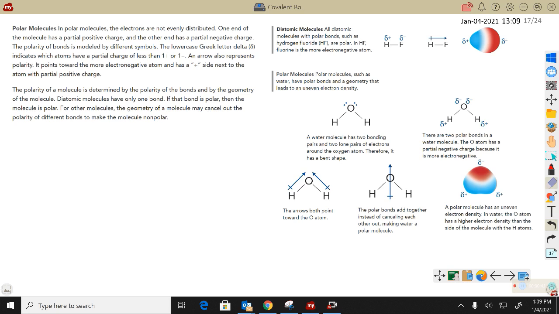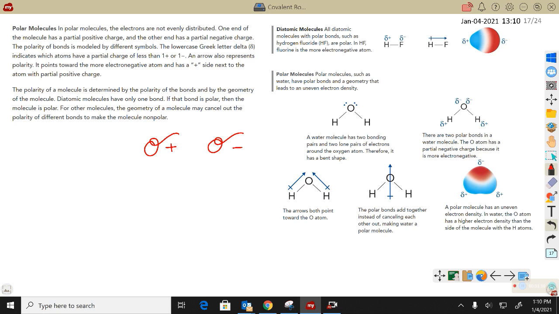And whenever we use this word polar, it refers to regions of charge. And often you'll see this Greek symbol, this delta, and it's either going to give you something like this, partially positive or partially negative. So that Greek symbol delta just means partial. We can either say partial positive or partial negative. We use that in describing the way electrons are shared between two different nonmetals.